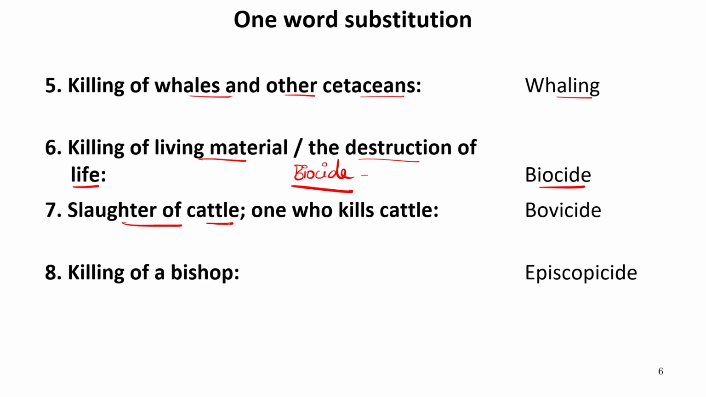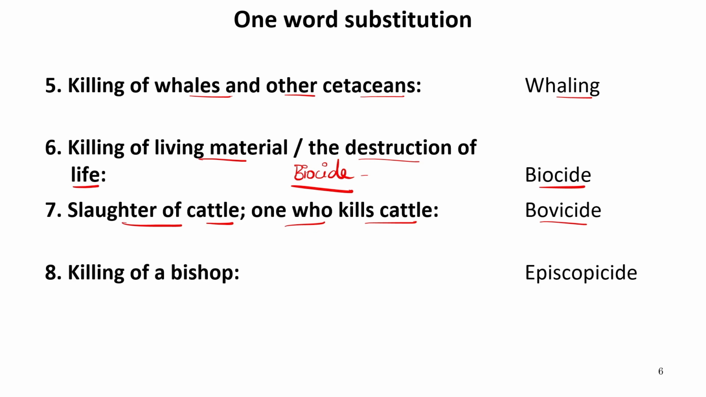Slaughter of cattle, one who kills cattle. So that is known as bovicide. So something that can kill cattle, that can do the murder of cattle. Cattle includes various animals that provide us milk or meat. So slaughter of cattle or the killing of cattle, this is known as bovicide.